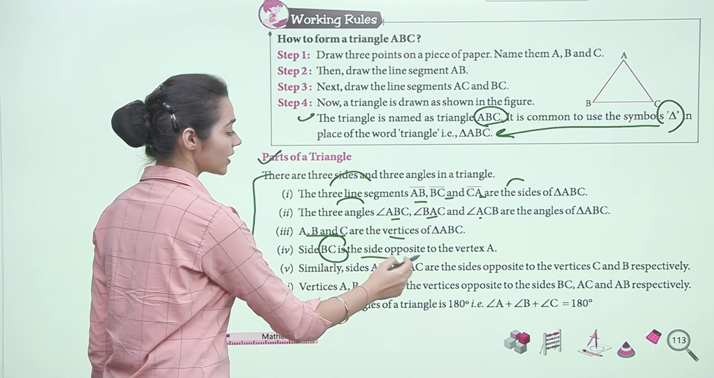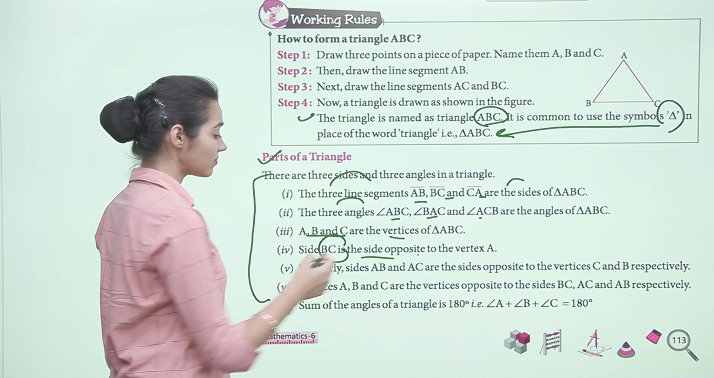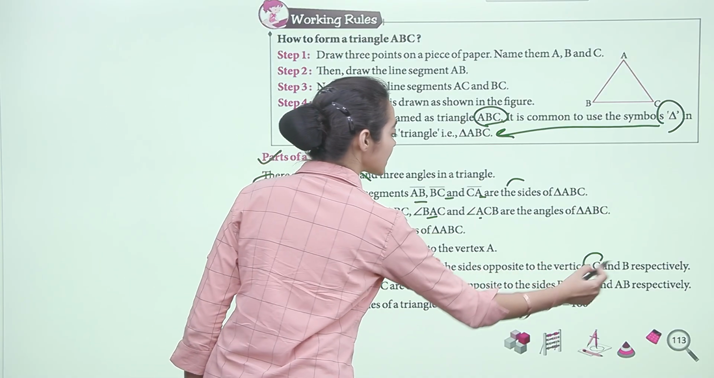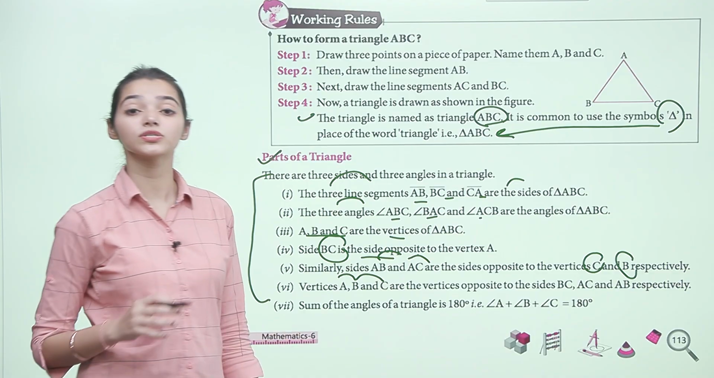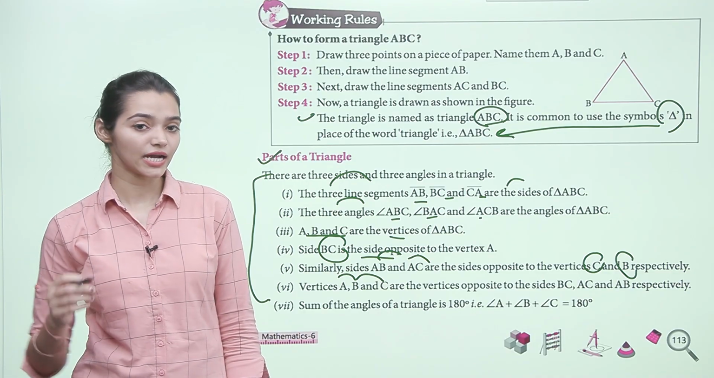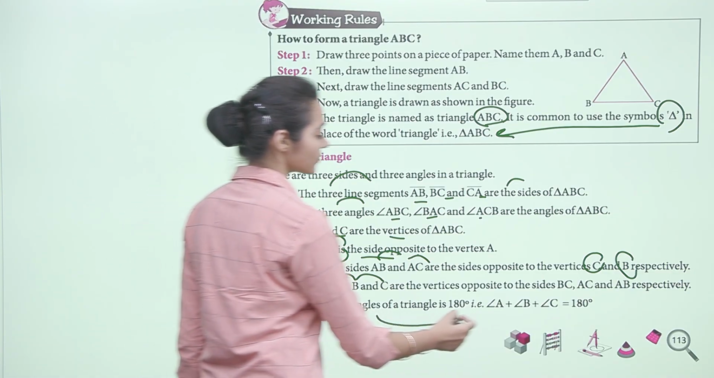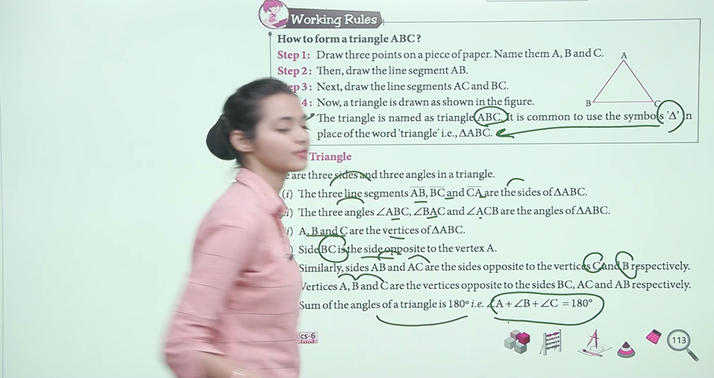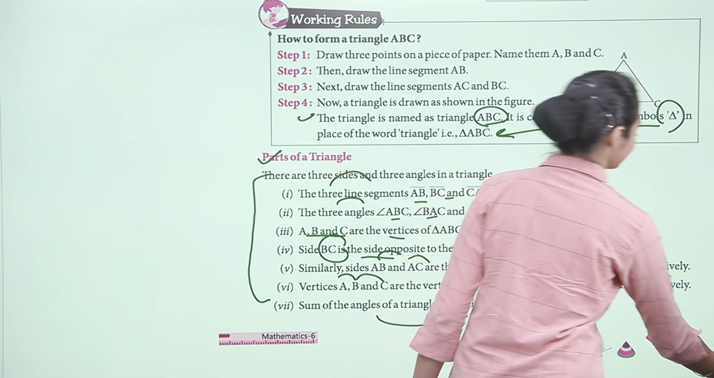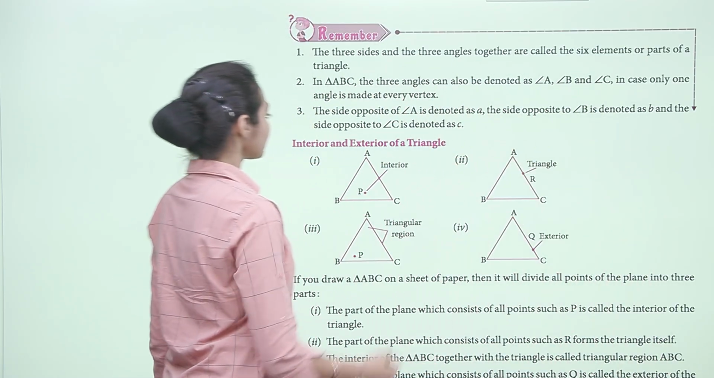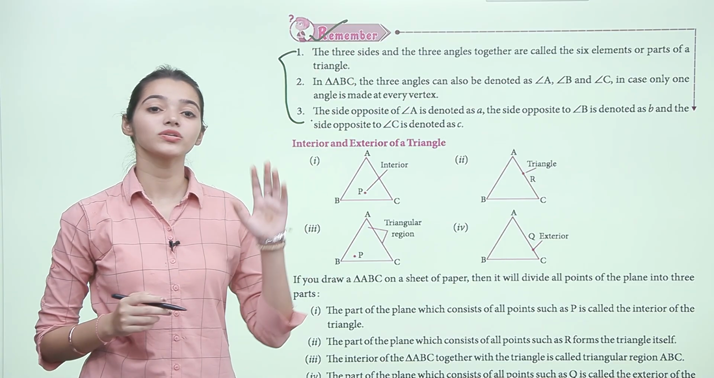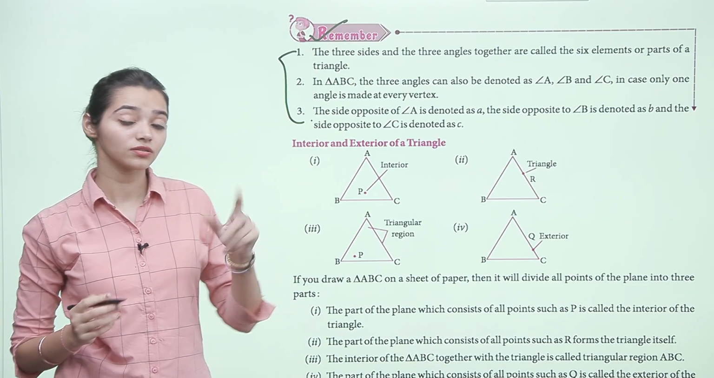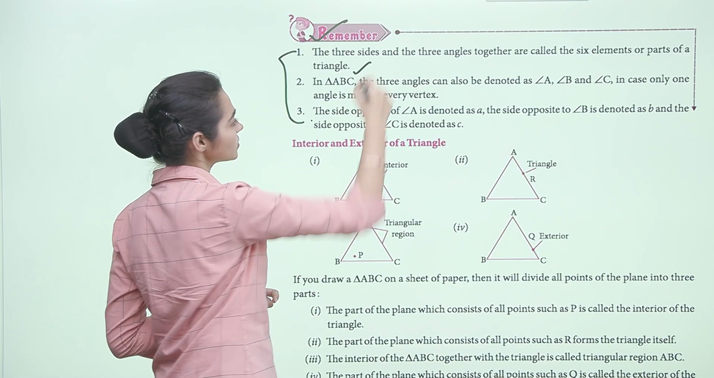Side BC is the side opposite to vertex A. Similarly, AB and AC are opposite to vertex C and vertex B. Vertices A, B and C are the vertices opposite to sides BC, AC and AB. And sum of all angles of a triangle is 180 degrees. Now always remember, the 3 sides and 3 angles together are called the 6 elements or parts of a triangle.